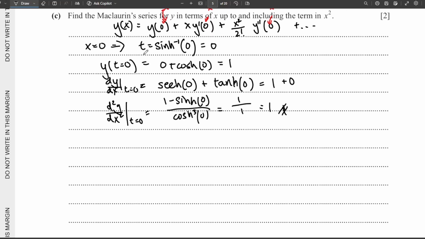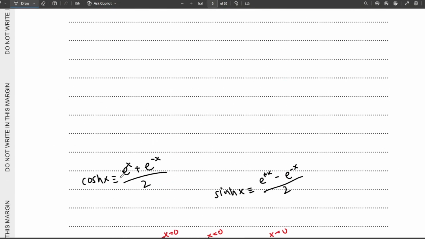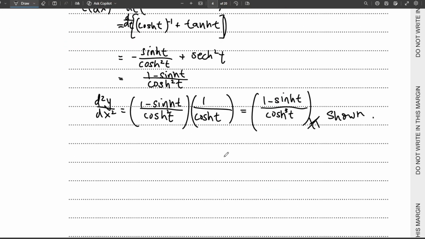And finally we can just substitute all the coefficients. So y of x: y of 0 is 1, y prime of 0 is 1, so just 1x, and y double prime of 0 is 1, so we have x squared over 2. There are other terms but we don't need to express them. So that is part C for this question 2.